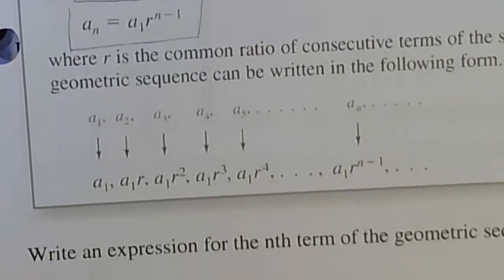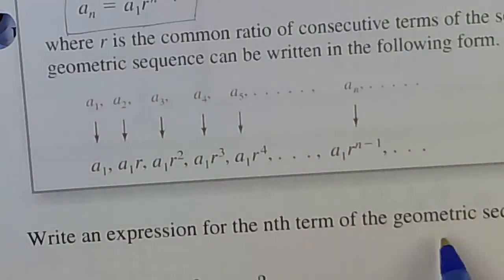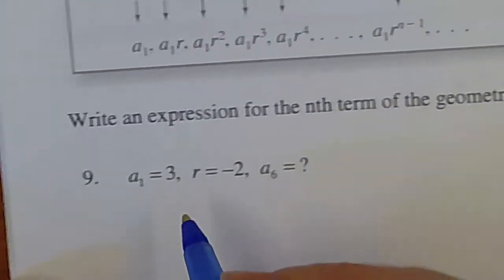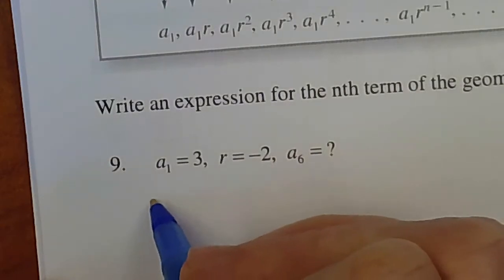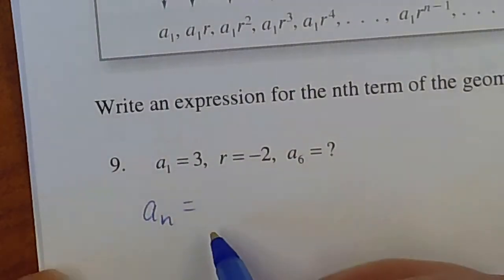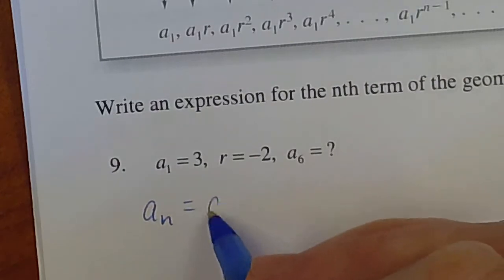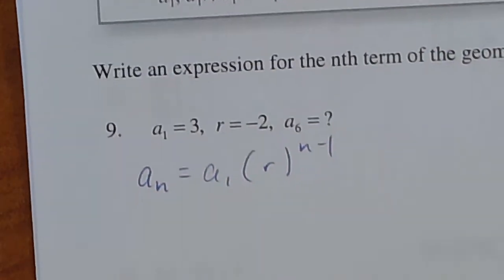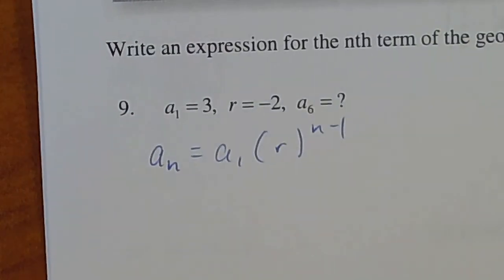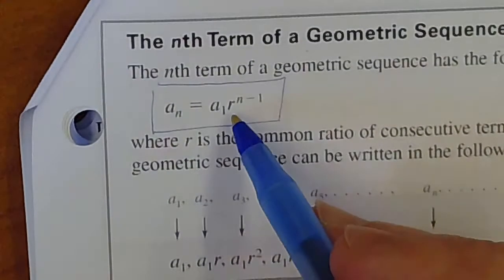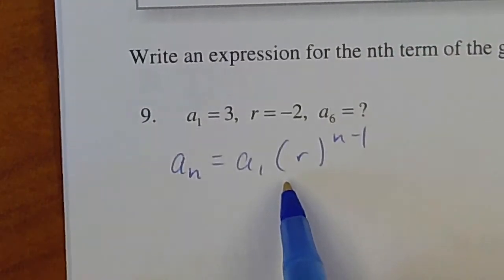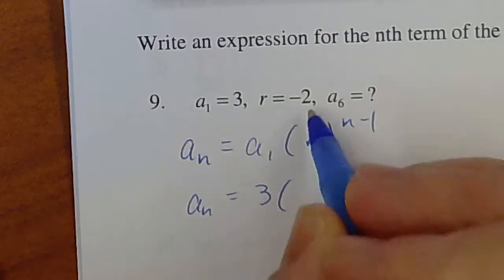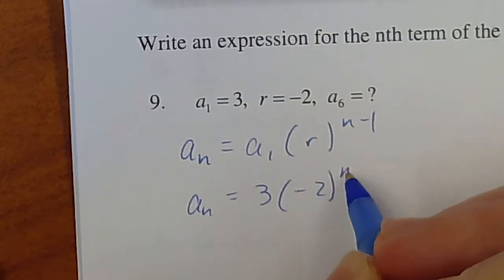Okay. All right, so write an expression for the nth term of the geometric sequence, and then find that missing term. Okay, so a sub n equals, just follow this format, right? I'll just rewrite it right here just so you have it right in front of you. Okay, the form up there, I didn't put r in parentheses. I think it's a good idea to do that. All right, so plug in what we know. First term is given as 3. Common ratio is -2, and we're going to raise that to the n minus 1.